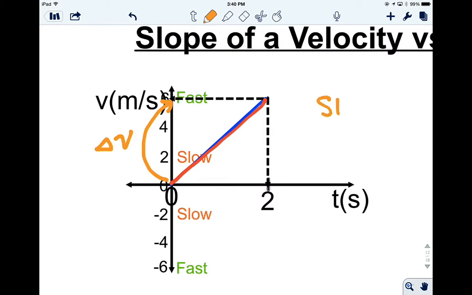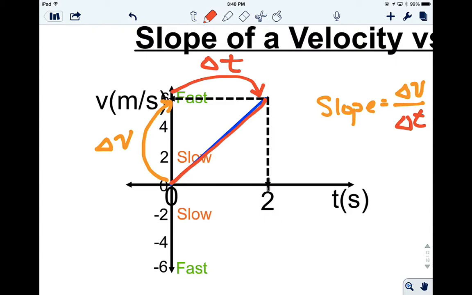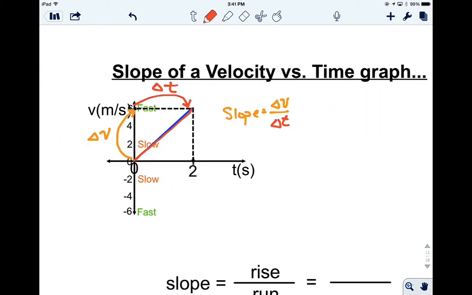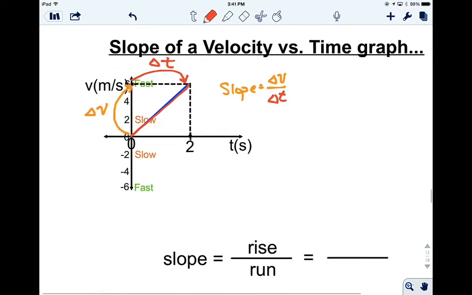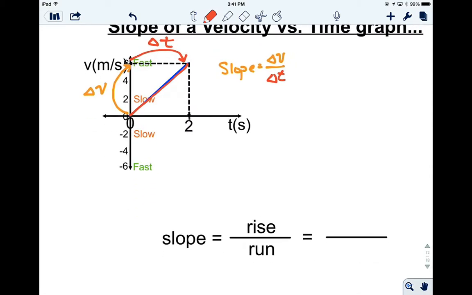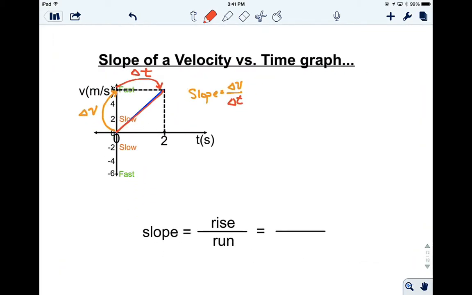So when we talk about our slope, we're looking at our rise as being our change in v, change in velocity. Our run then is the change in our horizontal axis, which is going to be our change in time. In other words, my slope tells me how my velocity is changing over time. And in this case, we can see that the velocity is changing by getting faster. And when we talk about things getting faster or getting slower, we call that acceleration. So my slope, change in velocity over change in time, tells me my acceleration.